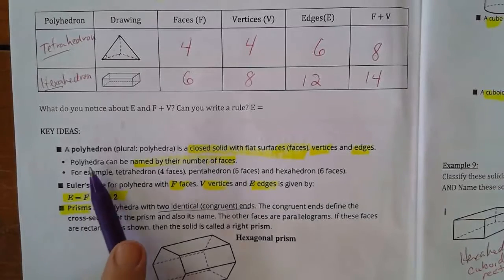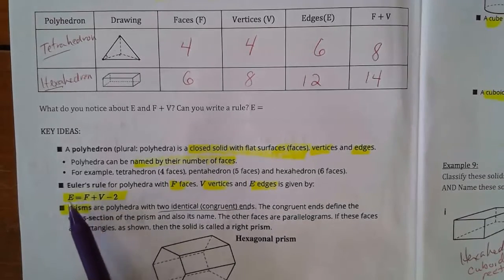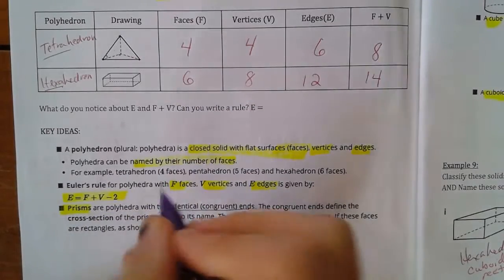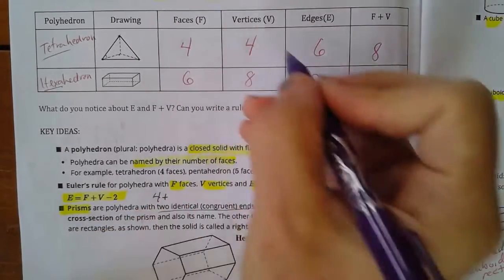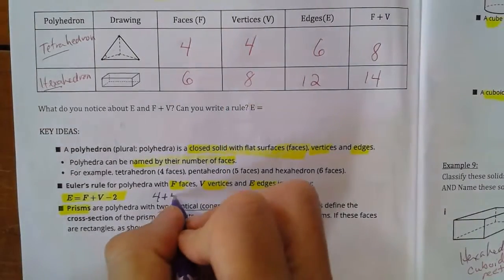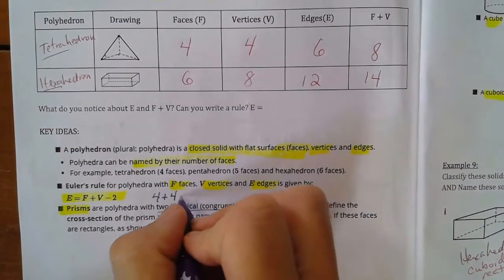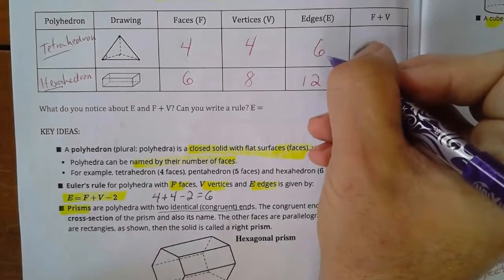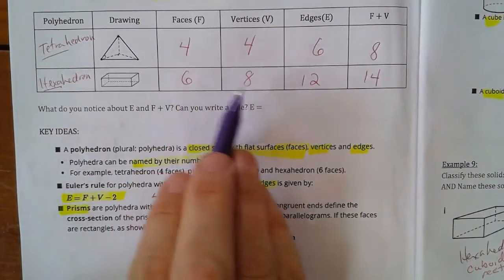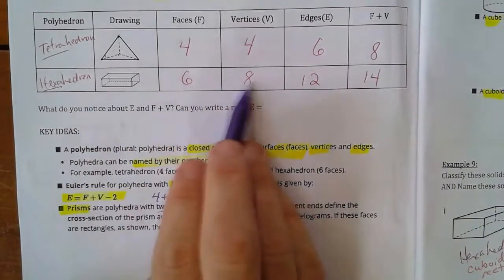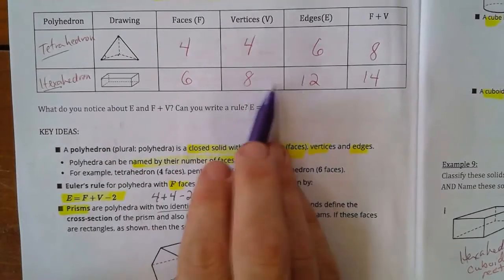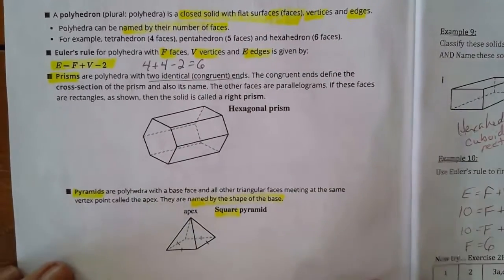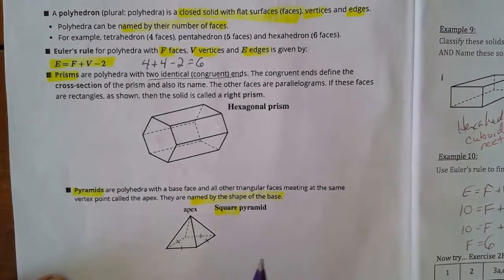So for any polyhedron, you can find the edges by taking the faces. Let's go with this one, 4, plus the vertices on this tetrahedron, which has 4, and that gives us 8. We subtract 2, and that gives us 6. And sure enough, there's our answer. And the same would work if we added the faces of this hexahedron, 6, plus 8 vertices is 14, take away 2, and that gives us 12.